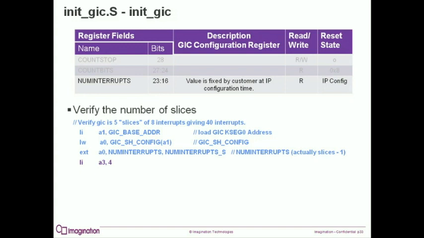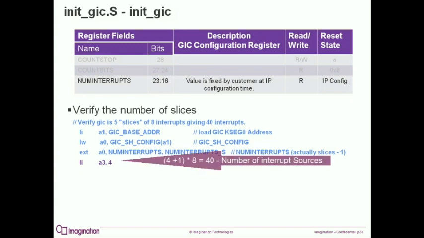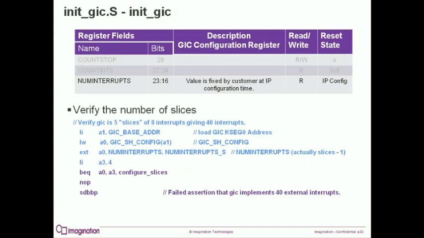The code loads the expected value into A3, so it is expecting 40 interrupt sources, 4 plus 1 times 8. If the code doesn't get what it expects, it executes a debug breakpoint to stop at this point, where you can use the debug probe to see what's going on.